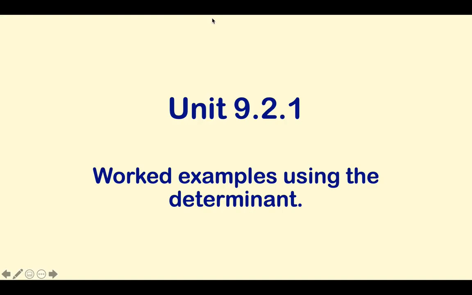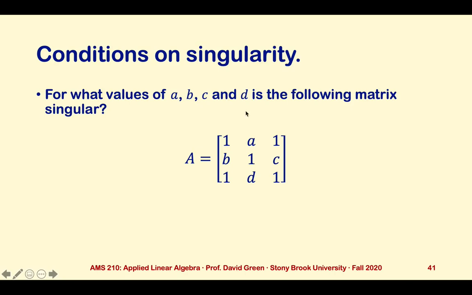Hi, in this video we are going to go through some worked examples using the determinant to solve problems involving matrices that have symbolic constants in them rather than just numbers. Let's begin with an assessment of singularity. If we're given a matrix that contains 4 different symbolic constants, A, B, C, and D, for what values of these symbolic constants is this matrix singular?